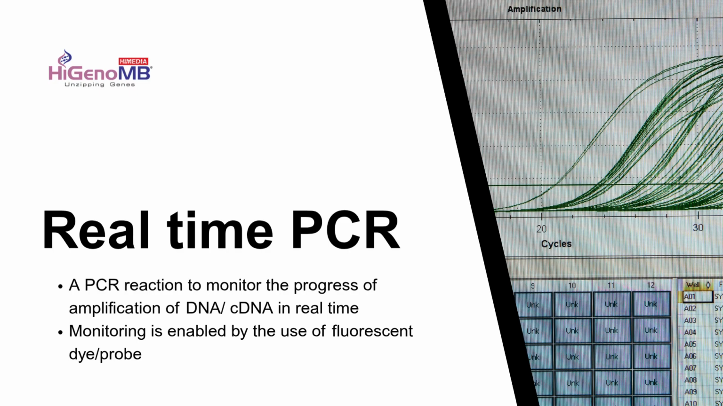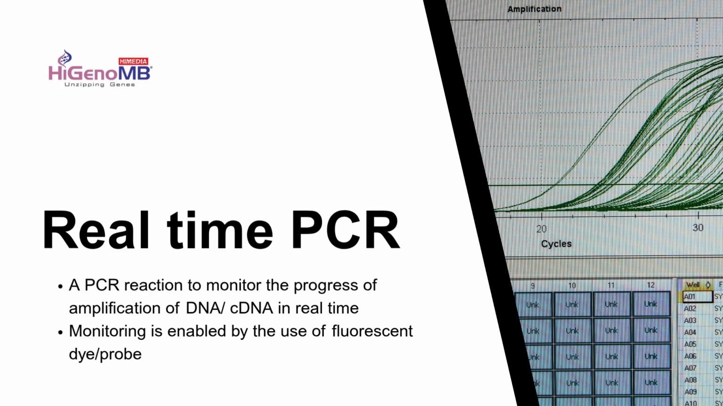So I have been using this term real-time PCR. What is it? It's a PCR reaction where you monitor the progress of amplification of DNA or cDNA in real time. And the monitoring is enabled by the use of fluorescent probes.